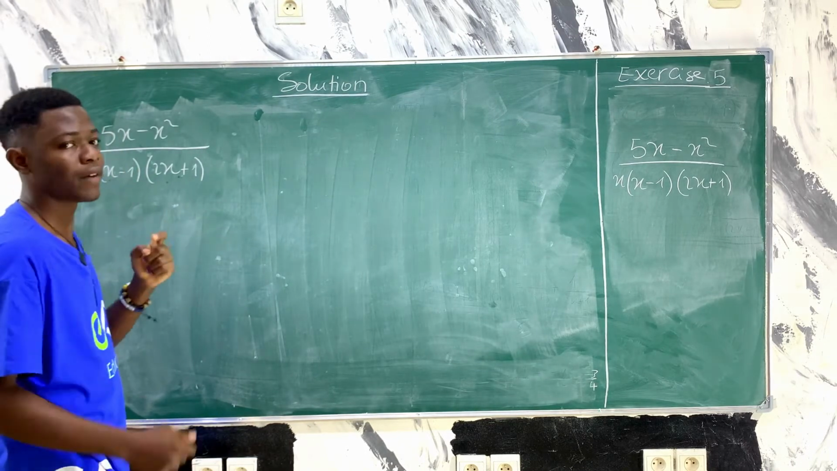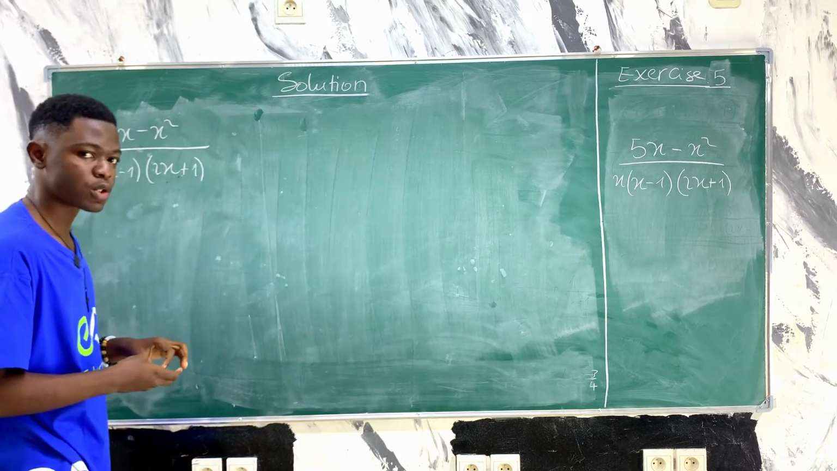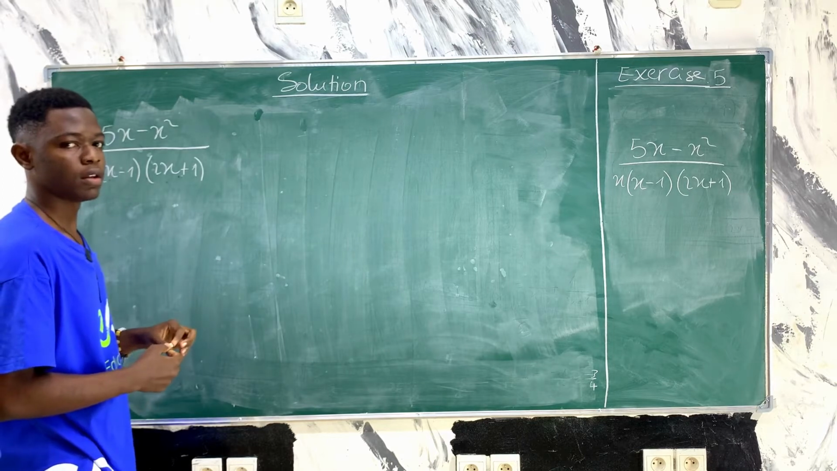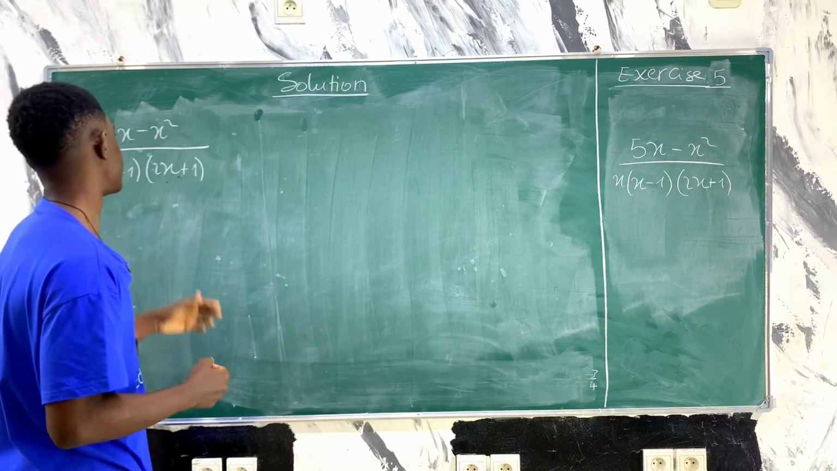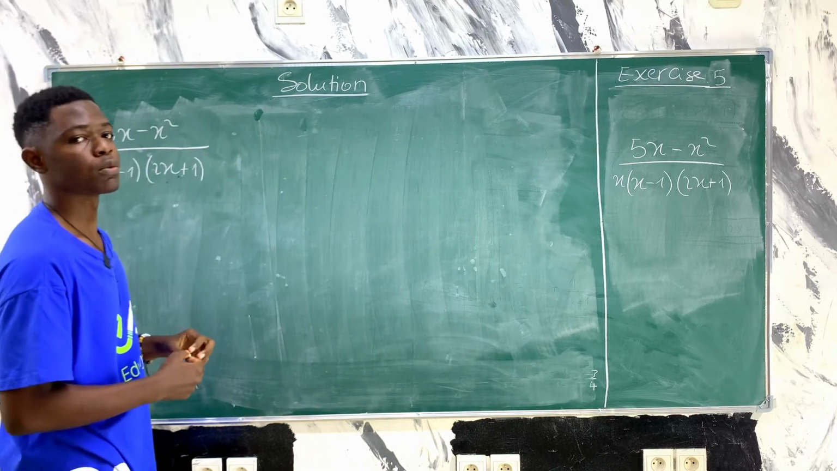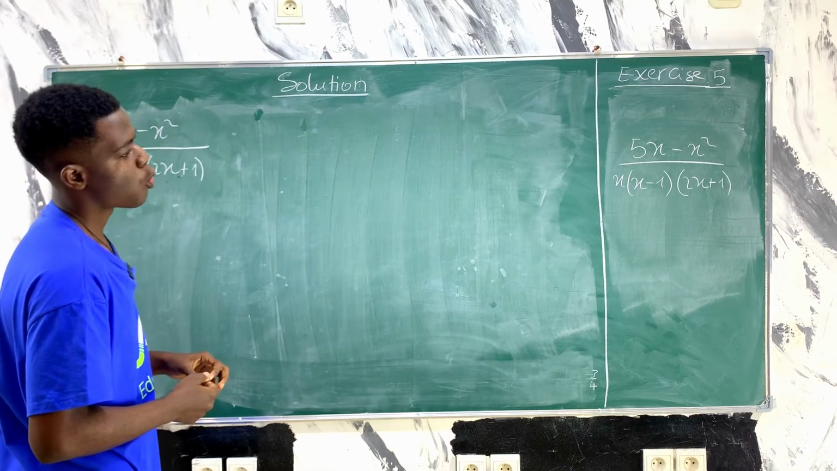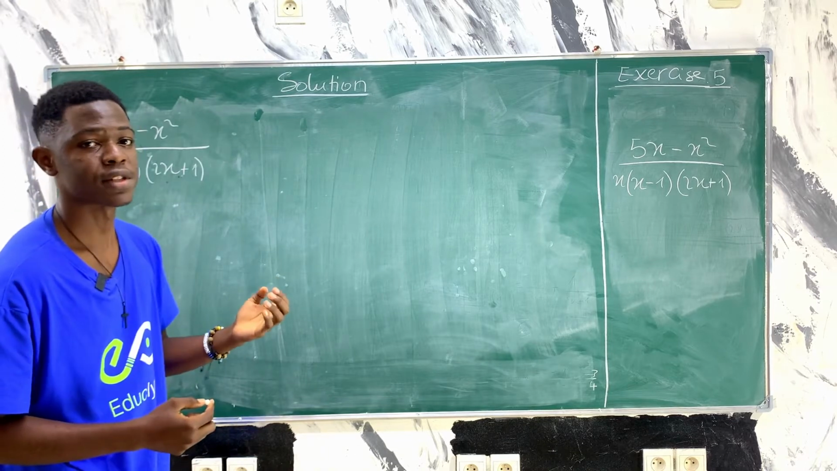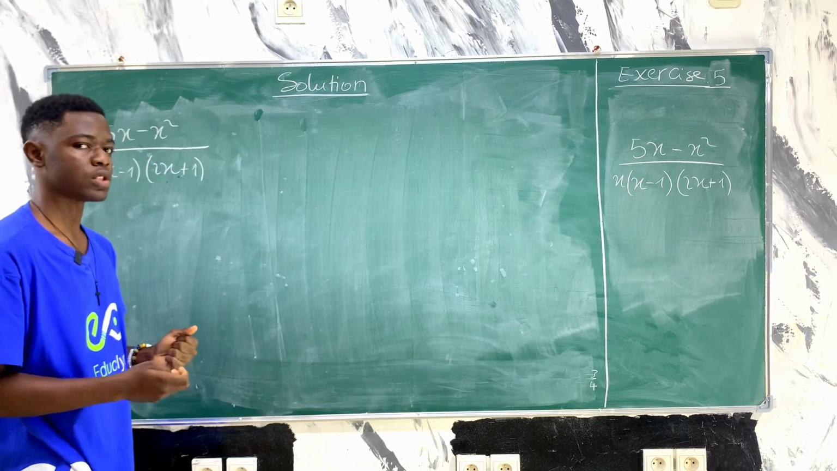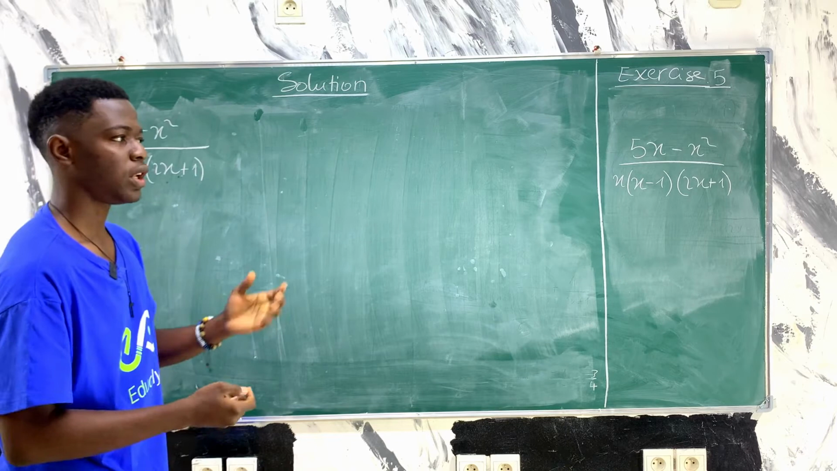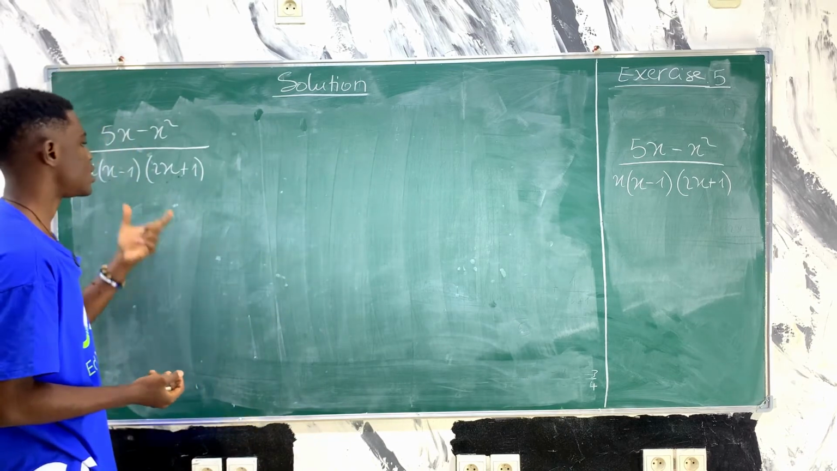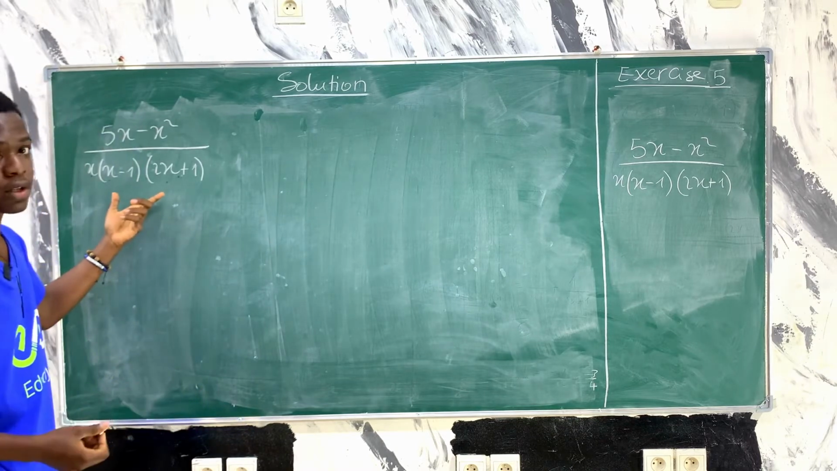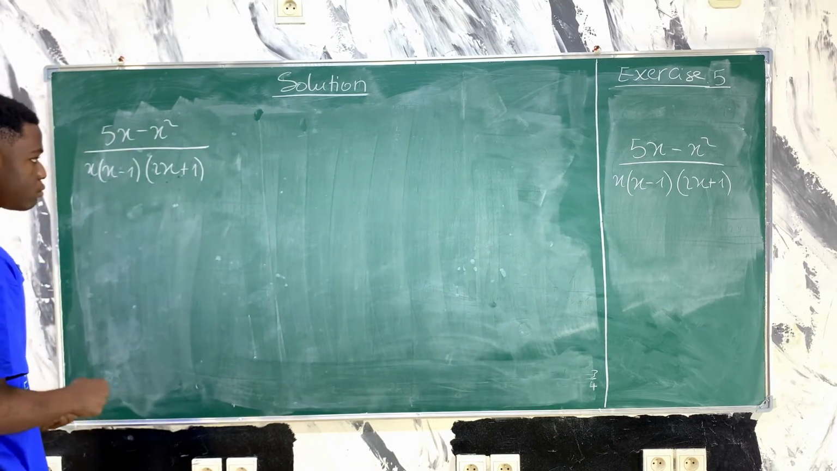X squared multiplied by this, I have x cubed somewhere. So again, x cubed somewhere. That is why the degree of the denominator is 3 and that of the numerator is 2. So the first requirement is fulfilled: the numerator's degree is less than the denominator's degree. Then we can go to the next requirement, which is that the denominator must be factorized. And in this case, it is factorized.